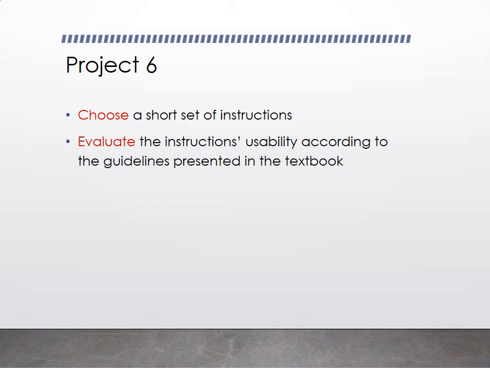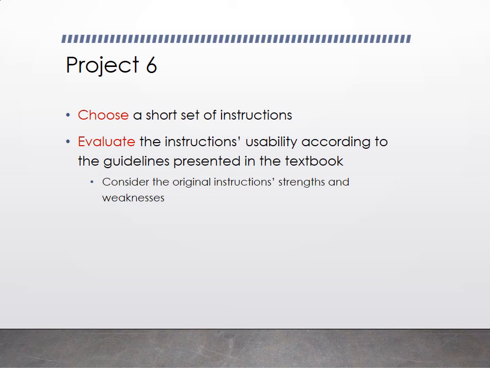After you find those instructions, you're going to evaluate the instructions' usability according to the guidelines presented in the textbook on page 468. That's a list of all the features that we're looking for in good instructions. You can use that checklist to go through it and say, oh yes, it has this, it doesn't have this, it doesn't have that. And that'll bring out the strengths and weaknesses of the instructions you have located.